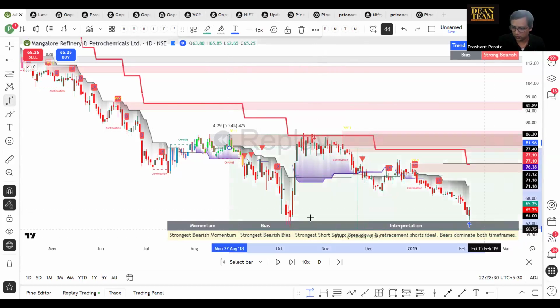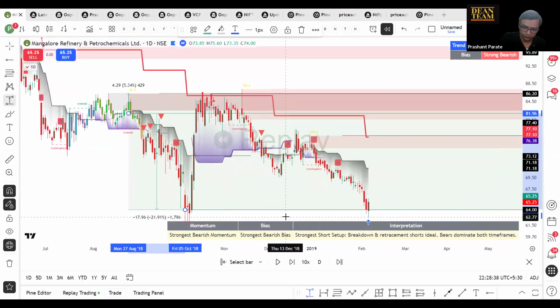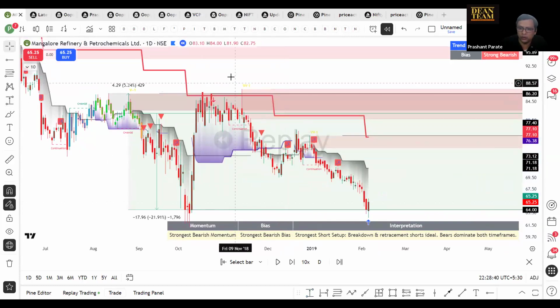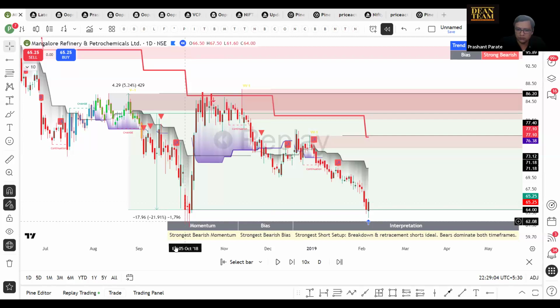And how much did it fall? Our target was here and it's around 17. So 4 times reward. So even if I lose 2 times as compared to what I initially decided, it is still a good trade, because if I'm risking 20,000, I will still be booking 40,000 profit, right? Any confusion in this?